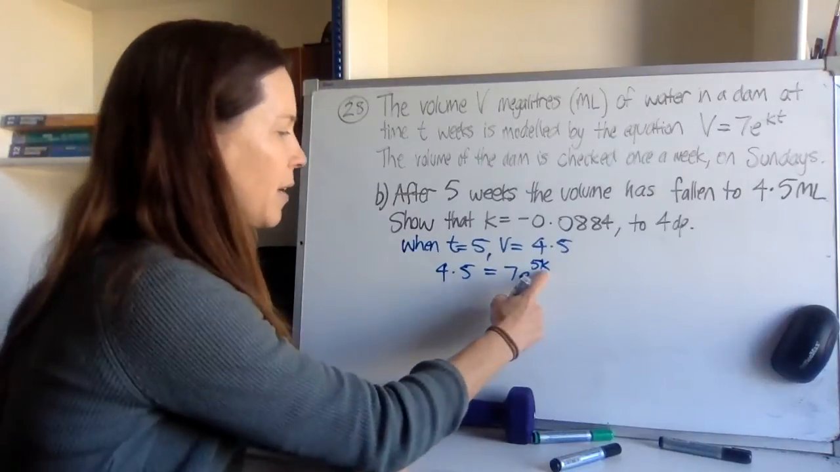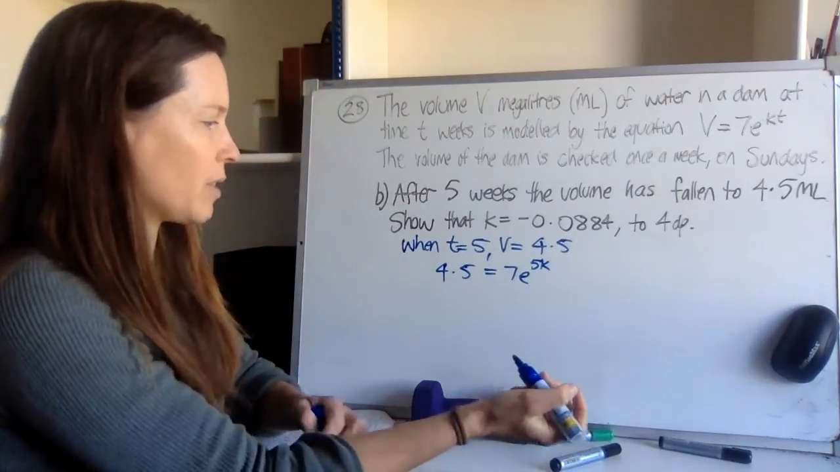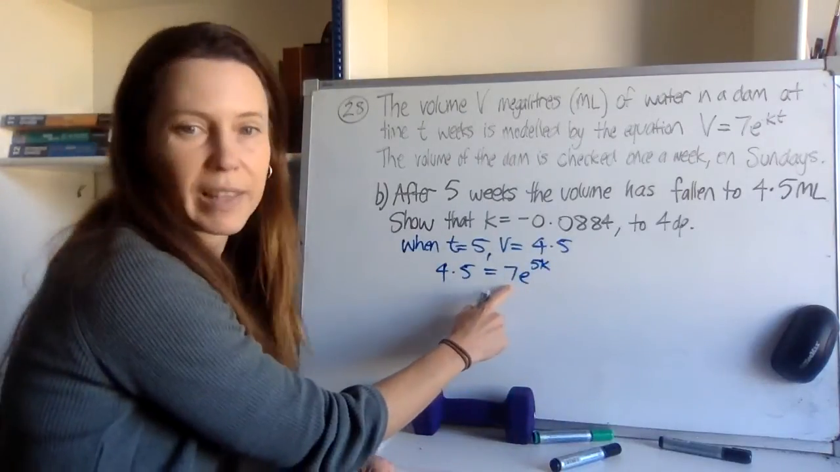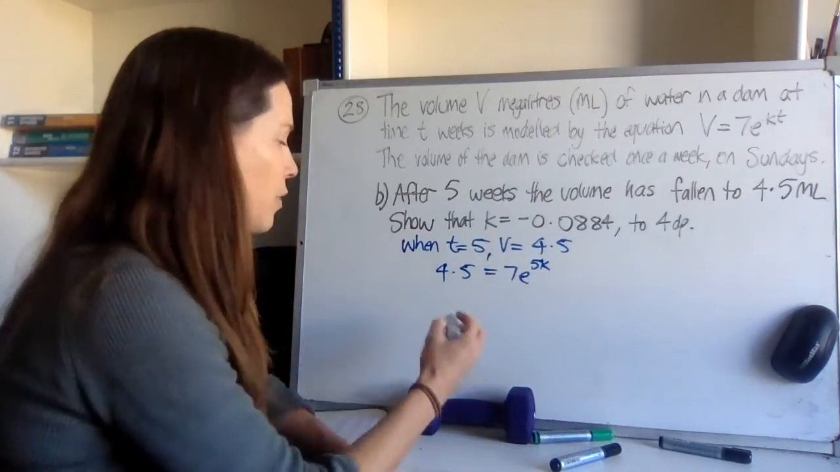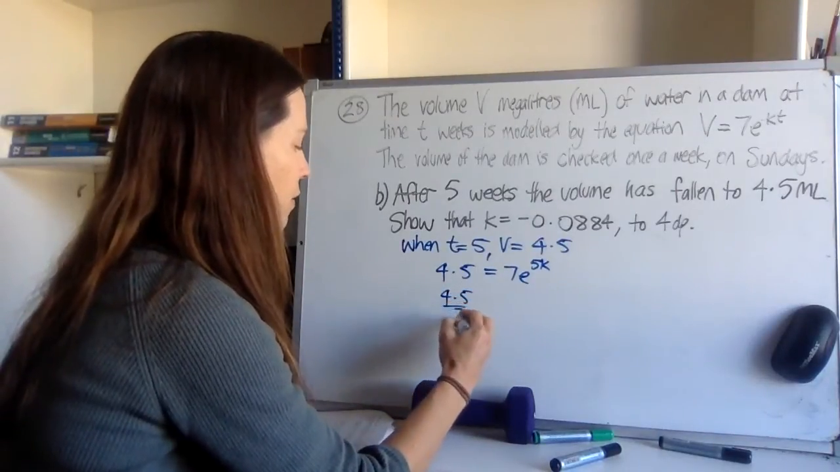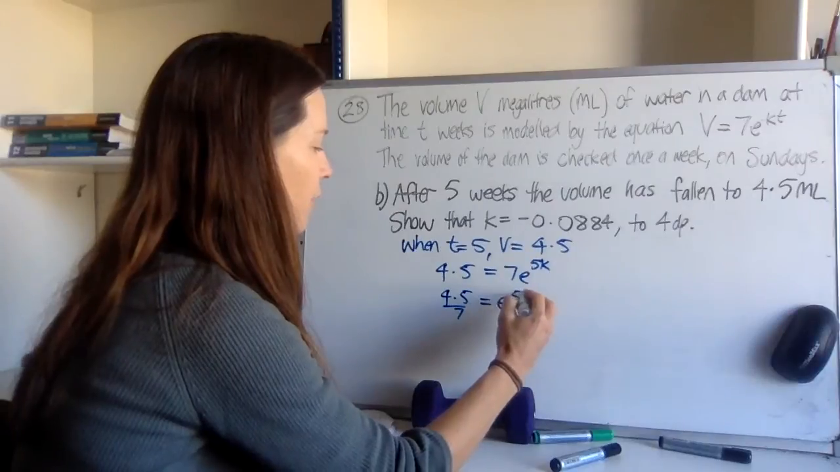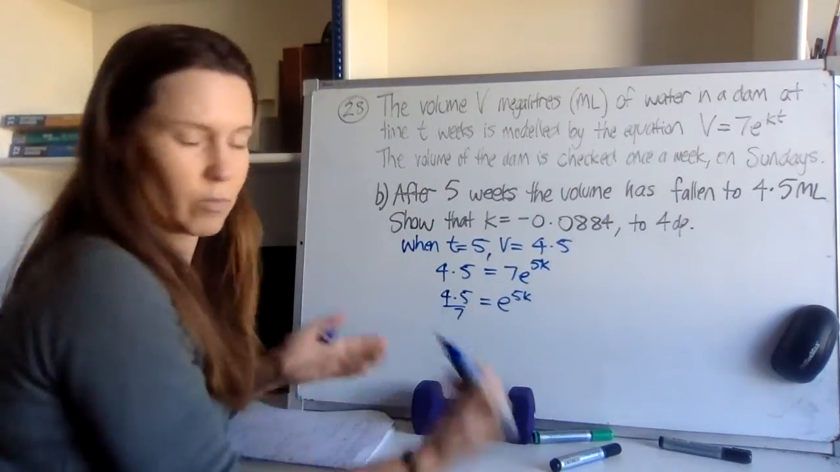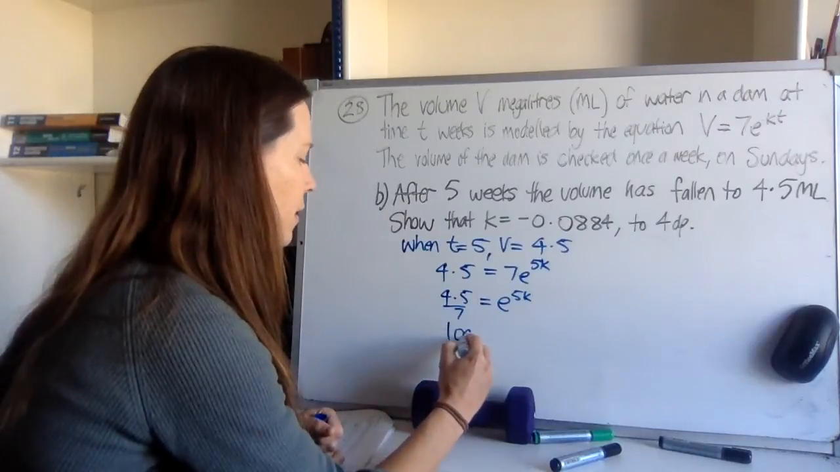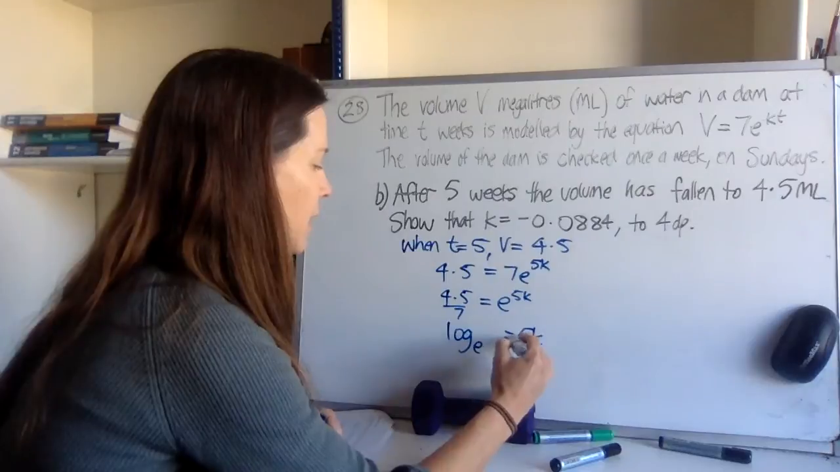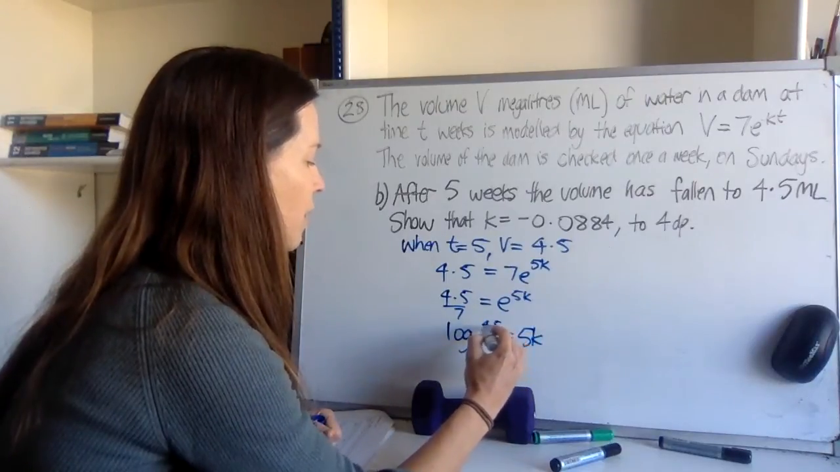Now we're trying to get the k by itself, so the first step, I think, is to try and get e to the power of 5k by itself by removing that 7 from both sides. So if we divide both sides by 7, then we'll have 4.5 over 7 here, and e to the 5k there. Now we've got e to the power of something is equal to something. So we can rewrite this as a logarithm.